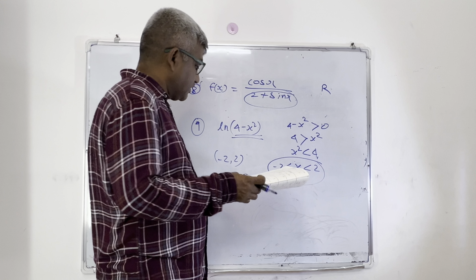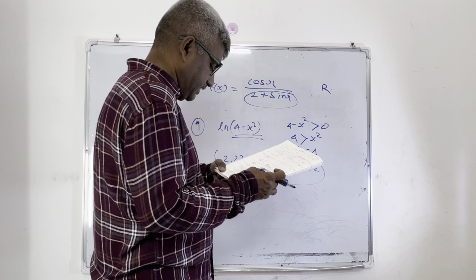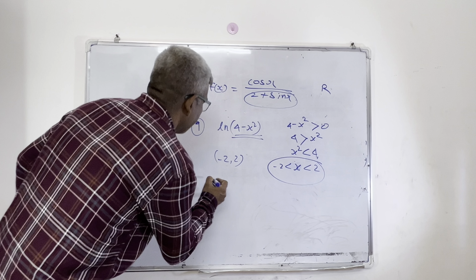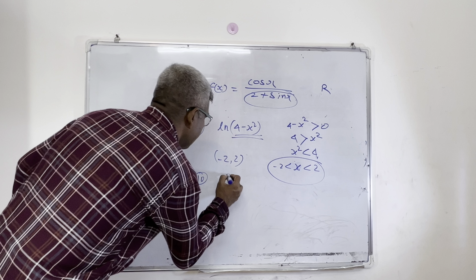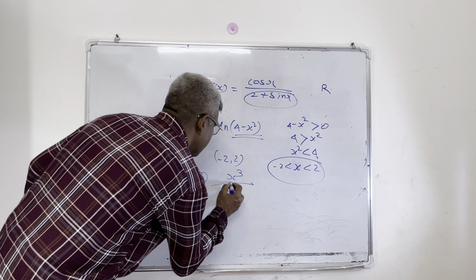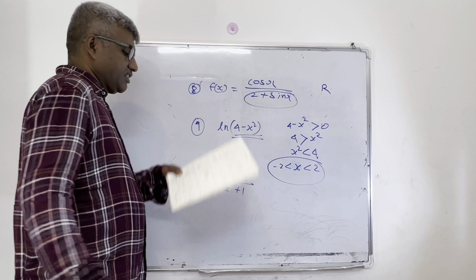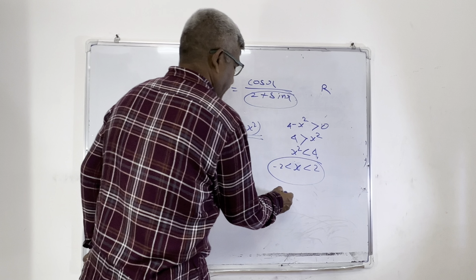This is a very interesting one. Question number 10. F of x is x cube over x squared plus 1. This is all the real numbers. Note it down.